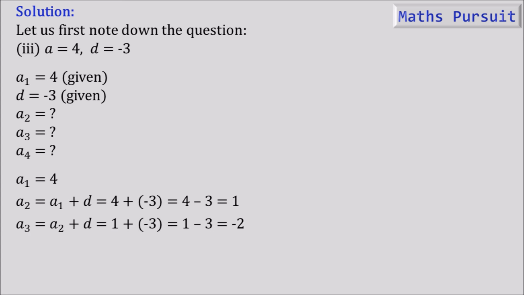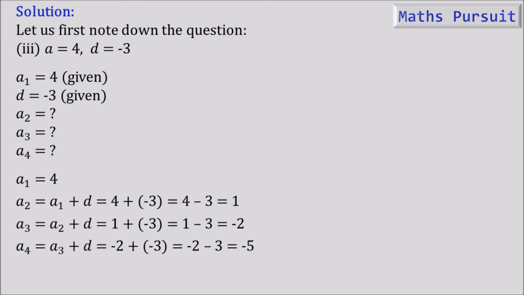Now similarly, a3 is equal to a2 plus d. a2 is 1 that we got in the previous step and d is minus 3. So that means 1 plus minus 3 in the bracket, that is equal to 1 minus 3, that is equal to minus 2. Similarly for a4, or the fourth term, that is equal to a3 plus d, that is equal to minus 2 that we got in a3, plus minus 3 in the bracket. So that is equal to minus 2 minus 3, that is equal to minus 5.